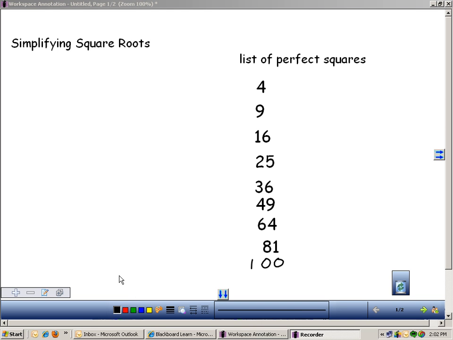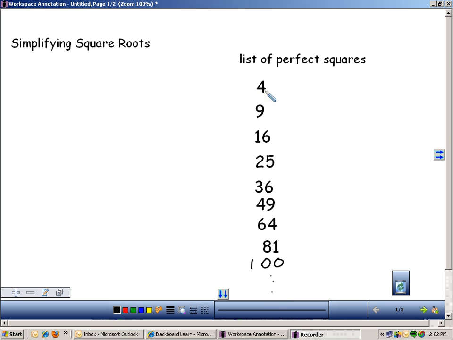Hello, today I'd like to talk to you about simplifying square roots. To accomplish this task, you'll find it helpful to have a list of perfect squares available. Now, I made up a short list here. Of course, the list goes on and on and on.